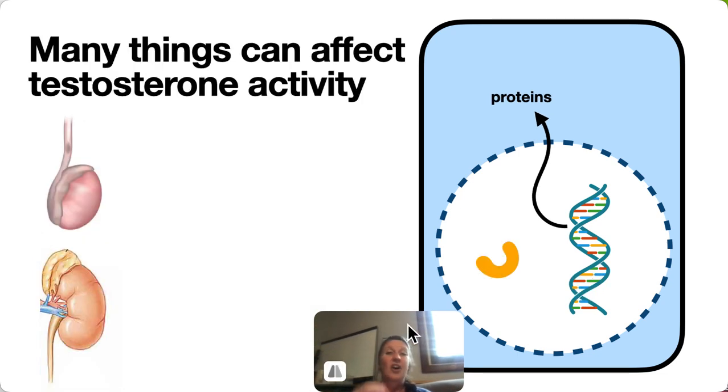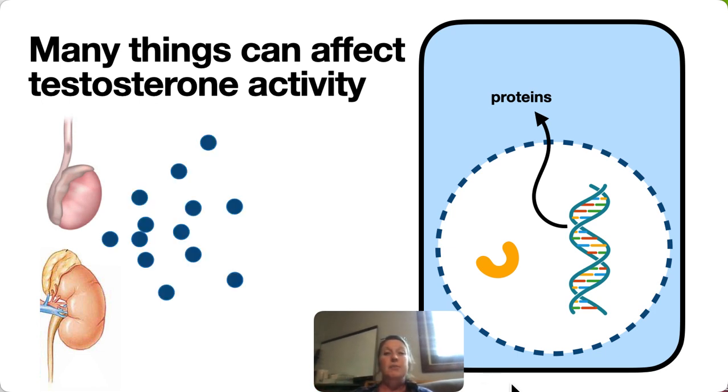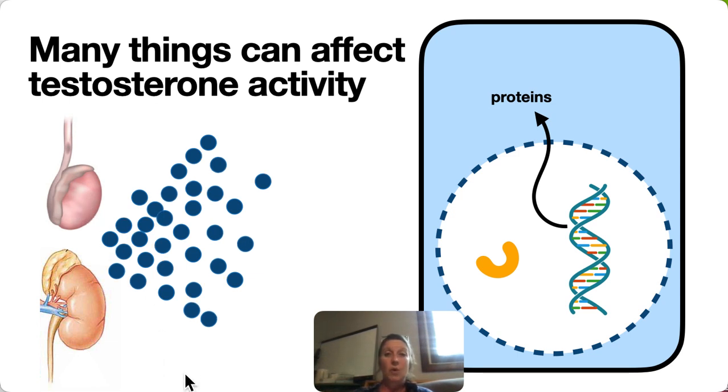Now, there are a lot of things that can affect testosterone activity. You can produce some testosterone, a little bit from the adrenal glands, a lot from the testes. You can produce more or even more. There's a lot of variation there.